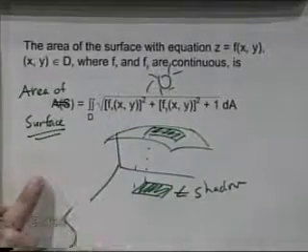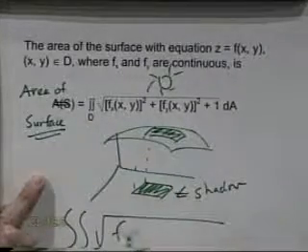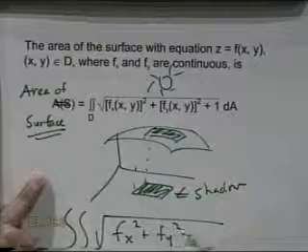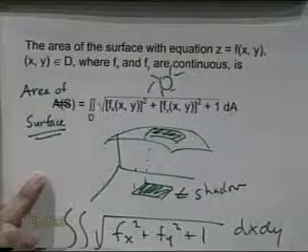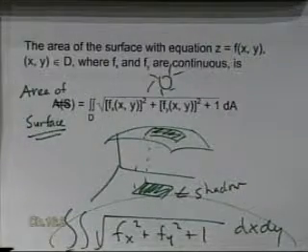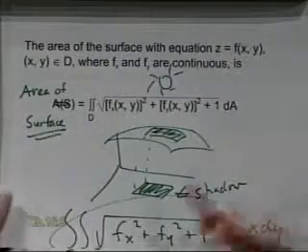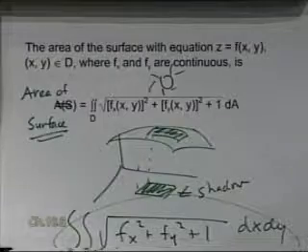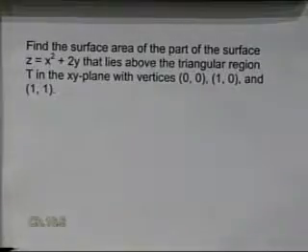And it's a very simple integral, square root of fx squared plus fy squared plus 1 dx dy. Now I think this section is incredibly easy because you don't even have to picture what they look like. You just have to figure out what the shadow is. Okay, and that's the region that you're going to integrate over. So let's do a few of these before we call it quits today.